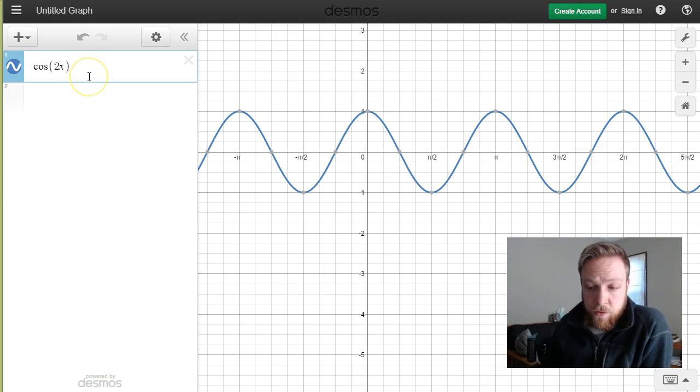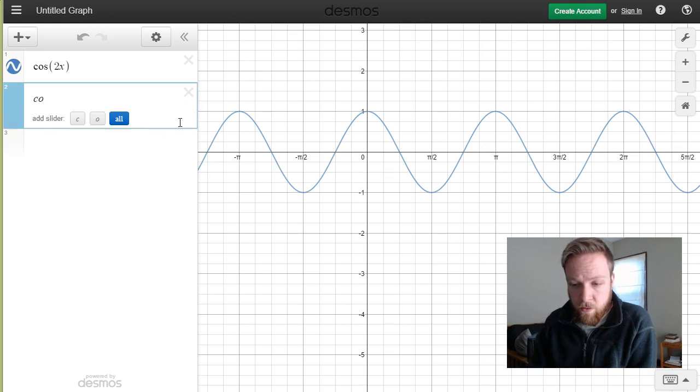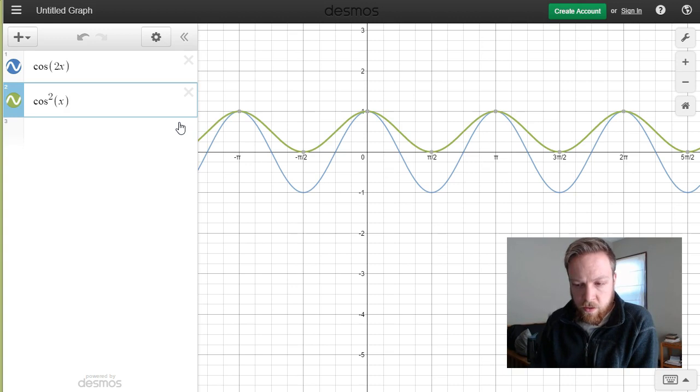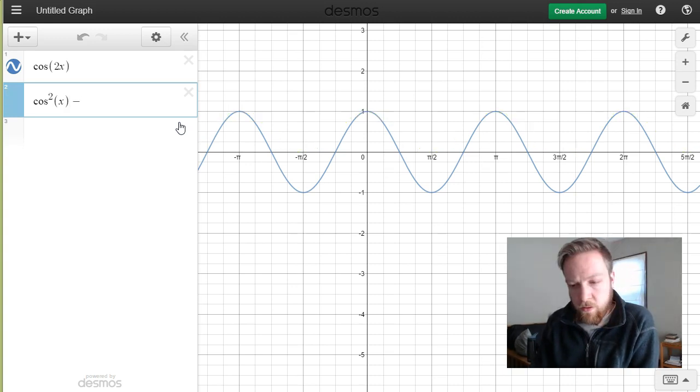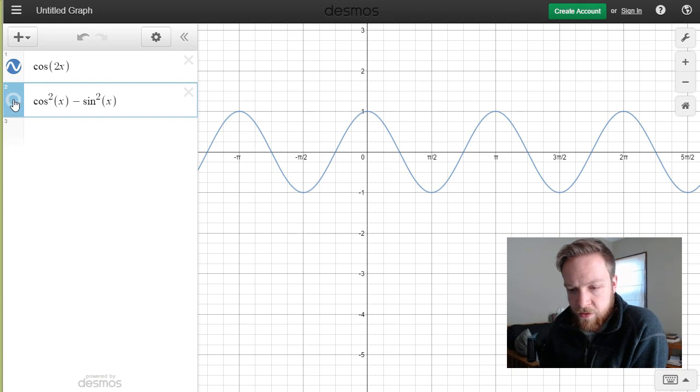So here we go, we have cosine of 2x there. And I'm going to graph another thing here: cosine squared of x minus sine squared of x. And lo and behold, there's magic here. If I stop and then bring this back again, they happen to be the exact same graph. And so this is an identity we're going to go over later.